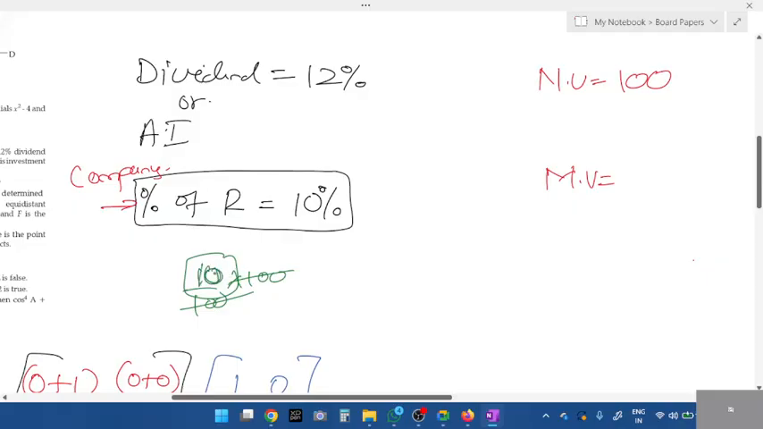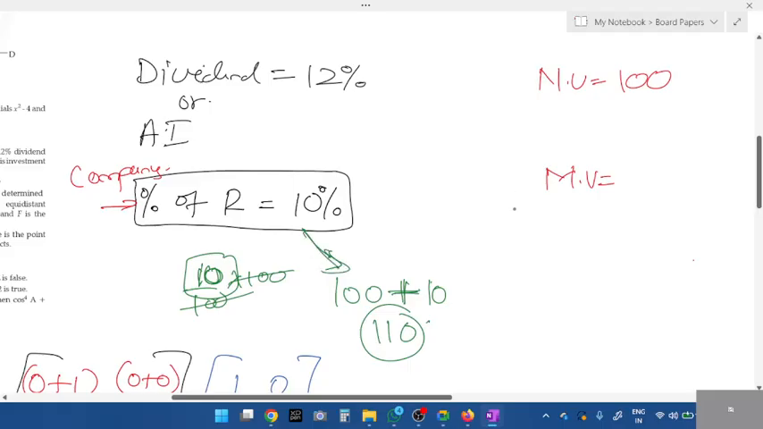10, right? 10. So what has the company promised? The company has promised you have invested rupees 100. How much will you get every year? I mean, if you sell it, how much will you get? 100 plus 10, you'll get 110. This is related to company side.